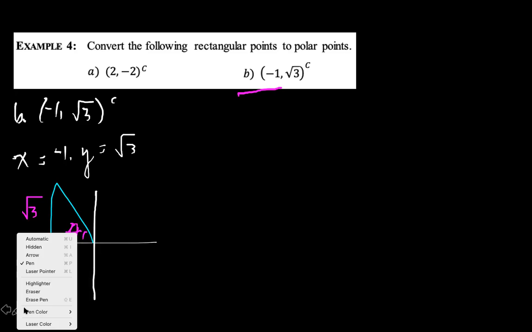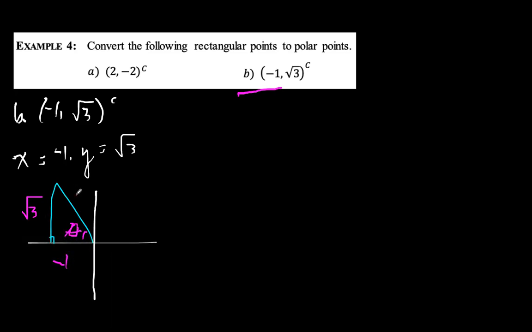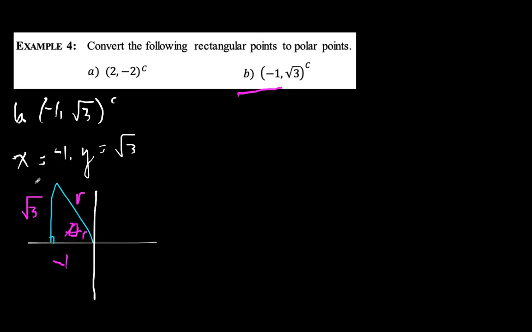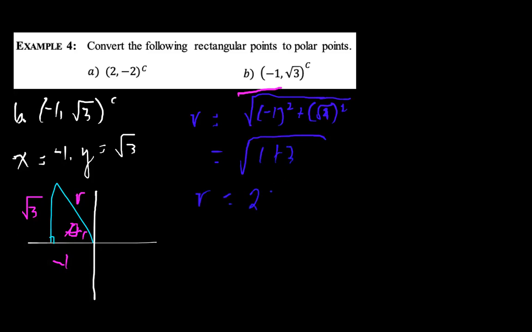All right. So we're looking for theta, and at the same time, we're looking for the radius, because these two quantities are what we need to convert the Cartesian points or rectangular points to polar form or polar points. Radius is easier to find because we know that the radius is equal to the square root of -1 squared plus square root of 3 squared. So this is equal to 1 plus 3, and this is equal to 2. So our radius is equal to 2.